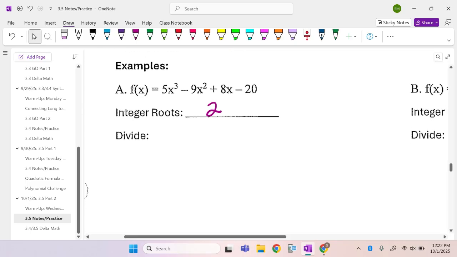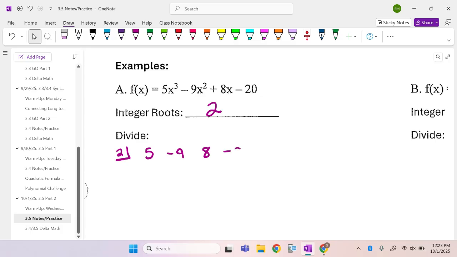All right. So, how would I set up synthetic? I got the 2 in the box, and then Lainey, pick someone to tell me how to set up the rest. So, Leslie, what do I have to write across the top? So, in other words, the coefficients. We take all of our coefficients, and remember, we got to make sure that all of the exponents are represented from 3 to 0, which they are: 3, 2, 1, 0.